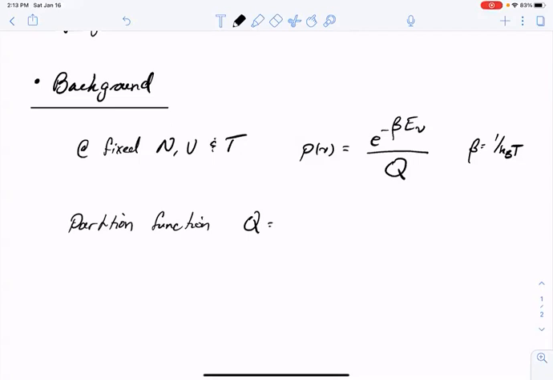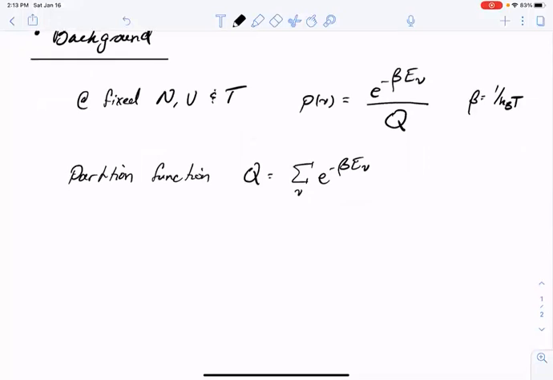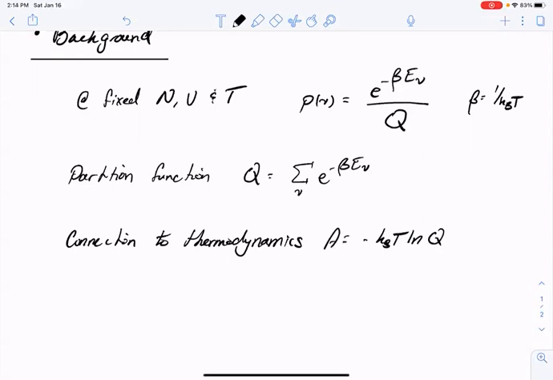And largely, the aim of introductory courses is to compute this Q, noting that it is given explicitly as a sum over these Boltzmann factors. One aims to do that because that partition function has a thermodynamic meaning. Specifically, if I take its log, multiply by k_B T and a minus, that is exactly equal to, in this fixed NVT ensemble, the Helmholtz free energy.